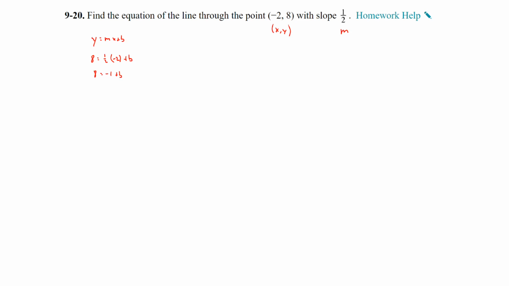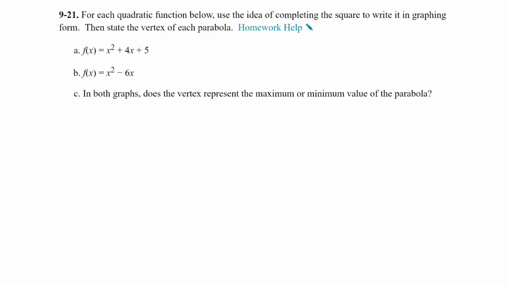So 1/2 times negative 2 is negative 1, add 1 to the other side, and b is equal to 9. Now we have enough information because the slope was given to us, which is the m, and now we found the b value, or the y-intercept, is 9. So now we can rewrite the equation: y equals m, which is 1/2, times x, plus 9. So that's the equation of the line going through the point negative 2, 8, with a slope of 1/2.